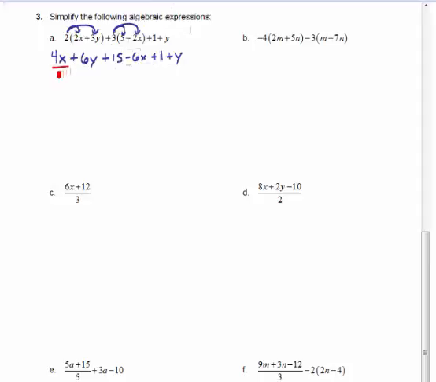So let's start with the x's. I'd have 4x and negative 6x. So if I add those two together, 4 plus negative 6, that would be negative 2x. And again, you can always use your calculator to verify if you're having trouble with some of the arithmetic. The next thing we could look at is the y terms. I have a positive 6y and a positive 1y, and we're just adding the coefficients here. So we have 6y's plus 1 more y, that would make a total of 7y's.